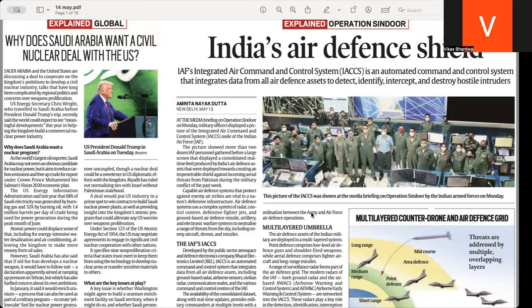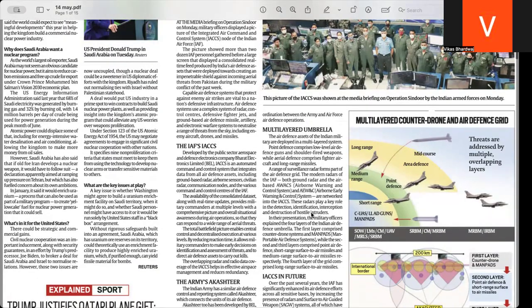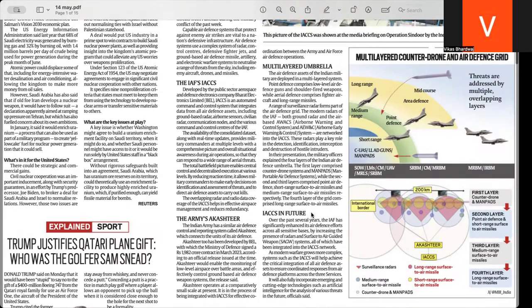So you can go for this picture. This is very, very important. I'm not going into the details of the lecture, but the point is that you have to see how it is working: short range, medium range, long range, and the threats are addressed by multiple overlapping layers. All the names are also given here. For example, in the lower ones, it is shown very clearly: the international border, the 200-kilometer area, Akash Tir, and IACCS. The surveillance radars are shown with different colors.